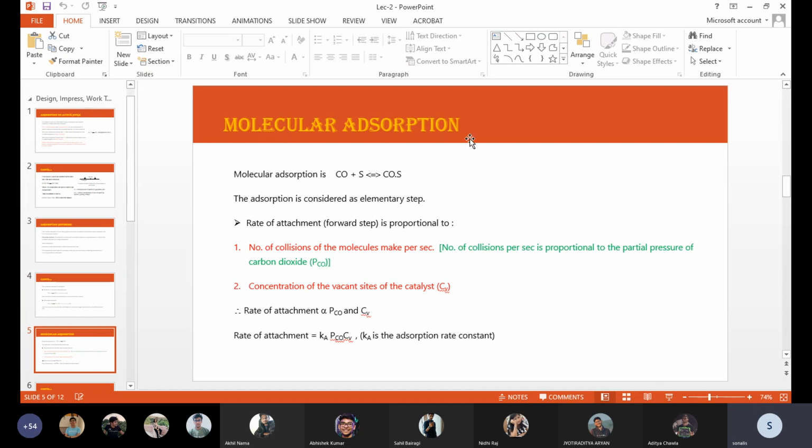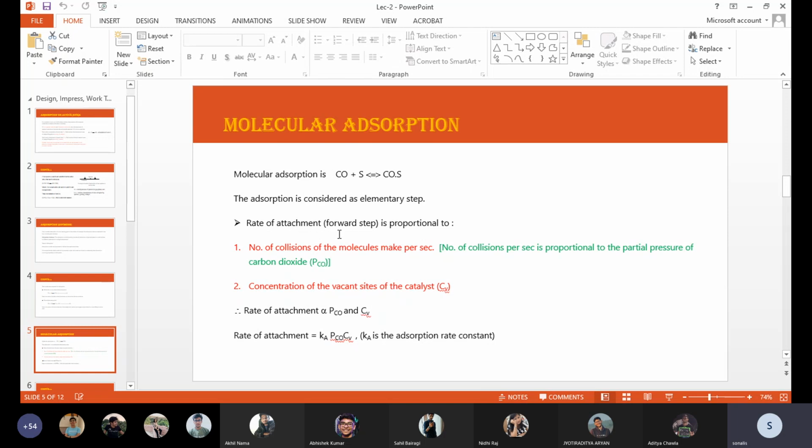Let us first take the molecular adsorption, that is, non-dissociative adsorption. Molecular adsorption is CO plus S gives CO dot S. The adsorption is considered an elementary step. An elementary step is a single step. There is no branch, no side reaction, no intermediate steps in the reaction. The reaction occurs in one single step, as the stoichiometry shows. That is an elementary step.